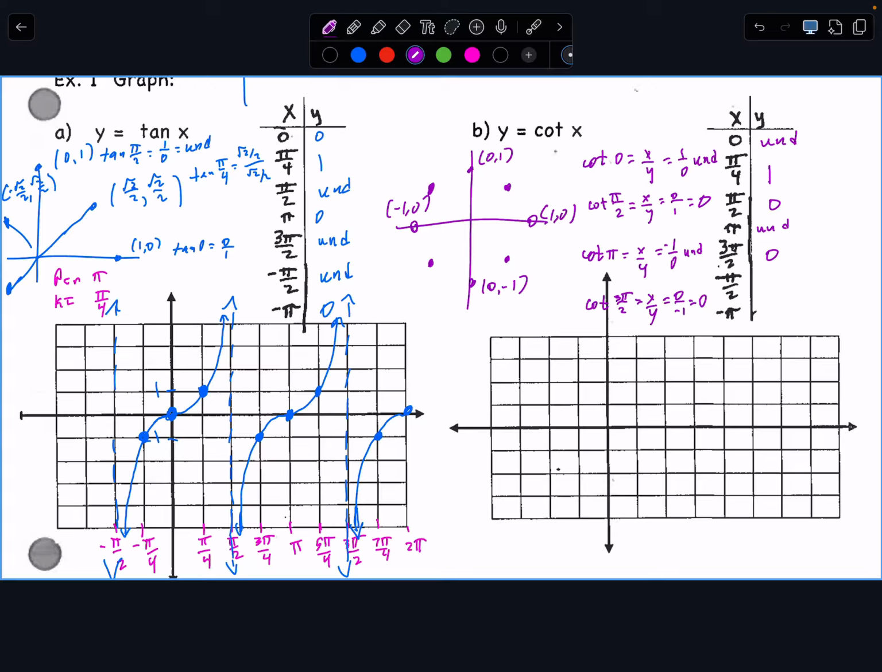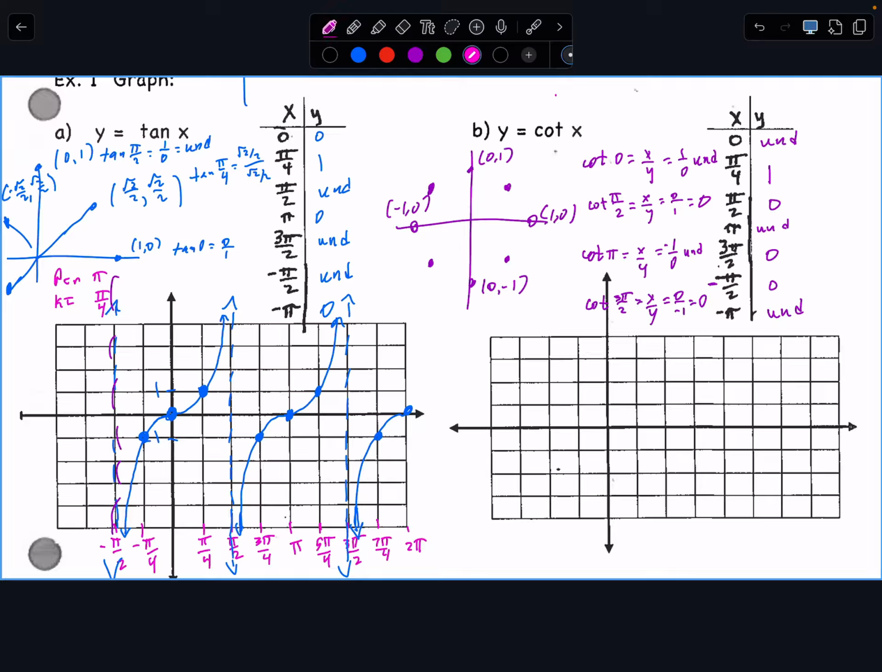I think that this is supposed to be a negative pi halves, because we already have pi halves. Negative pi halves is the same as 3 pi halves. It's x over y, 0 over negative 1 is 0. And remember from the previous graph, at negative pi halves, the tangent was undefined, so we expect cotangent at negative pi halves to be 0. At negative pi, it's x over y, negative 1 over 0 is undefined. It's the same as pi for cotangent, so it is undefined there.